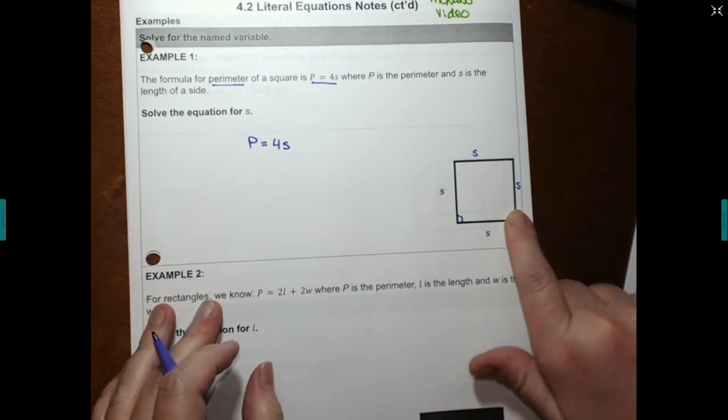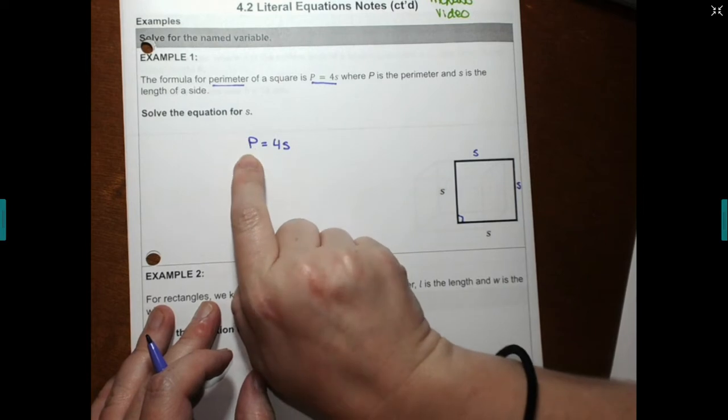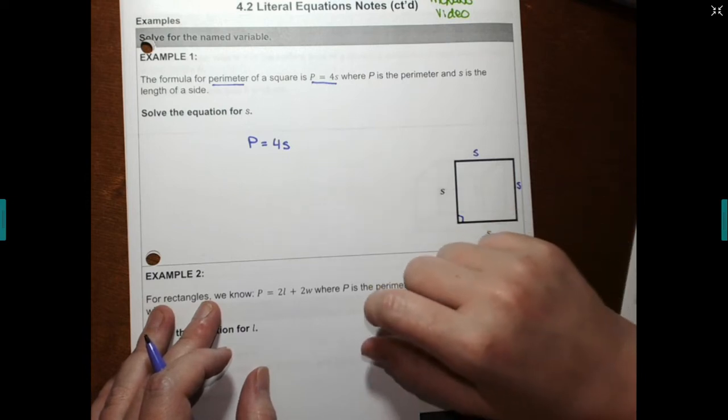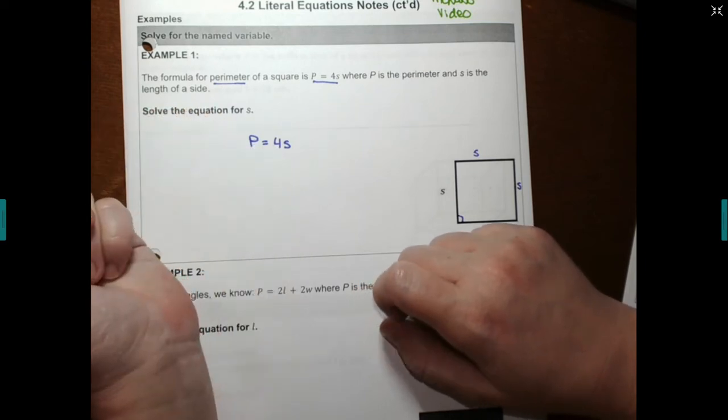Well, what if I am building a garden and I have... I know, hold on, I'll pause for this because this is long. Okay, my apologies about that one. So we are looking now at P equals 4S.